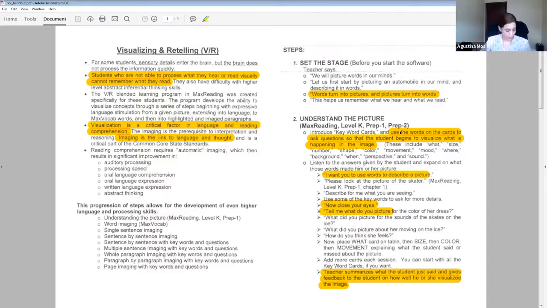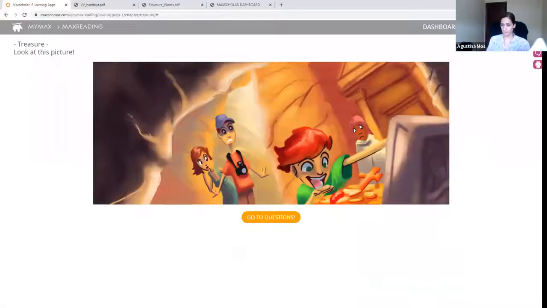So we use the words on the cards. I don't know if you can see my mouse moving, circling where I'm reading. We're going to use the words in the cards to ask questions so that the student begins that visualizing and verbalizing exercise. So we want them to use words to tell us what they're seeing, to answer the questions that we're asking them. Once they do that process, I'm going to do a few examples. I have the picture. Let me zoom in.